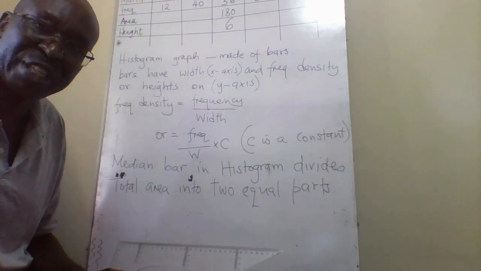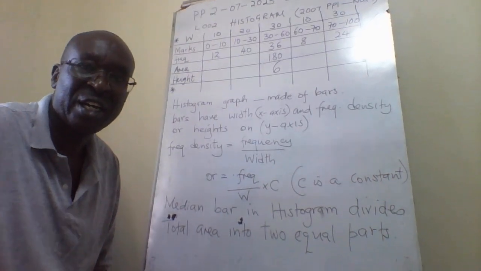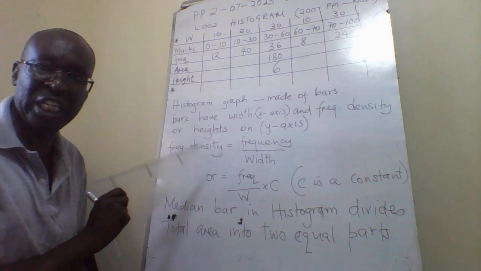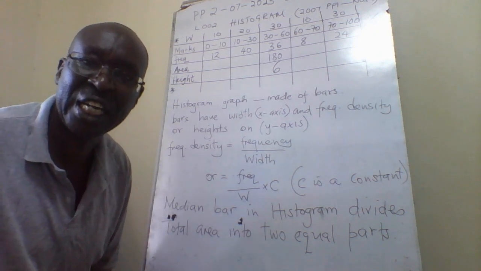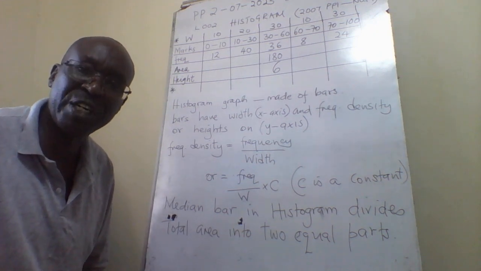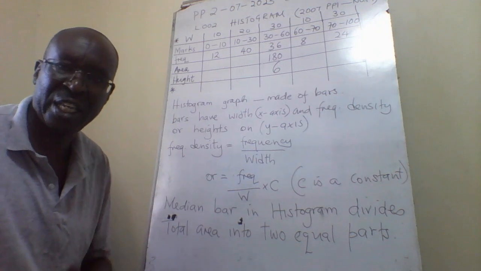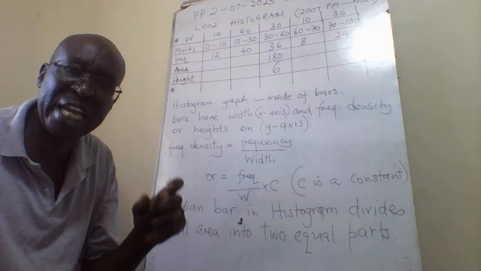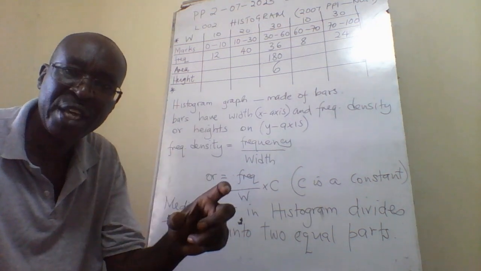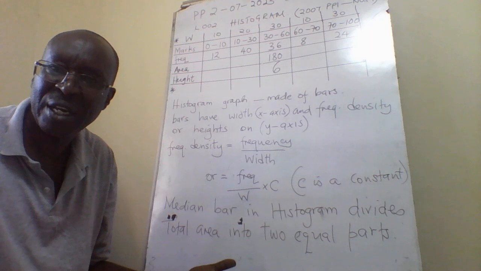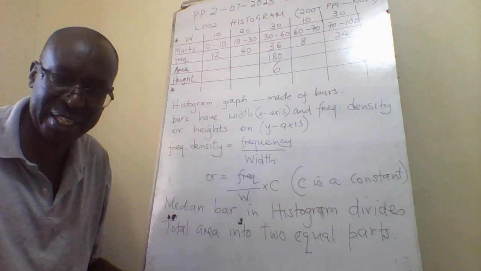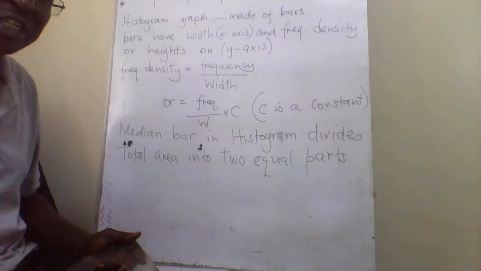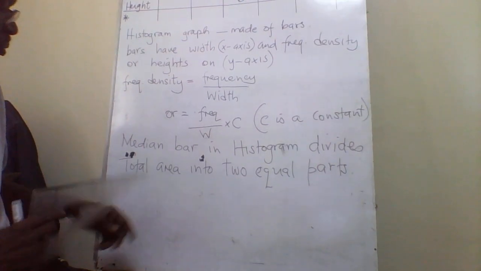What are some of the components? The main component that we need is the formula for frequency density. So frequency density, you take individual frequency and divide by its corresponding width. You can practice this for a day and it sticks. Okay? Right. So let us draw our attention down here a bit.